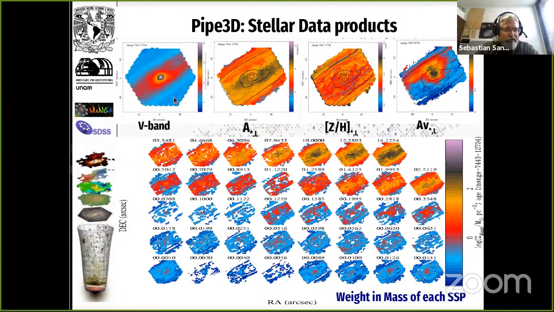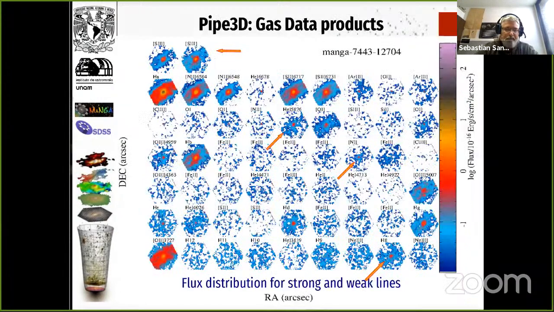So you have a two-dimensional distribution of those properties: the light distribution, the age distribution, the metallicity distribution, and the dust attenuation distribution. But you have also, since you have the weights at different ages, the weighted mass at different ages. So you have a two-dimensional distribution of how the mass has grown in these galaxies at different locations. So you can explore the inside-out or outside-in growth and so on.